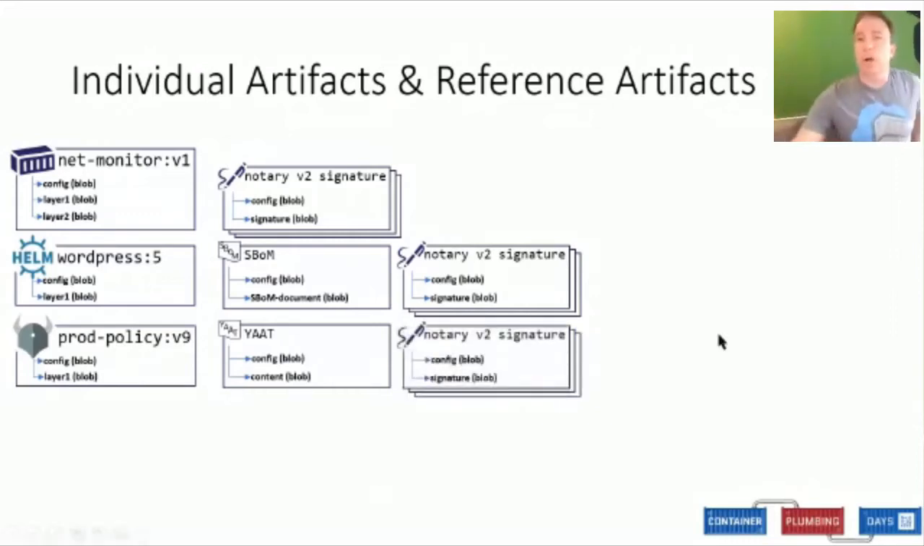Okay, so now, sorry, we go back one more slide. What we're basically saying is it's great. We have all these individual things that we can store in a registry, but how do I associate them? I want the notary signature of the net monitor image. I don't really need the notary signature by itself. It doesn't have any value unto itself. It's really signing the net monitor image. The SBOM is for the net monitor image, so on and so forth.